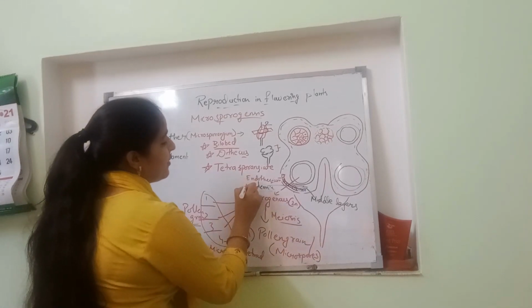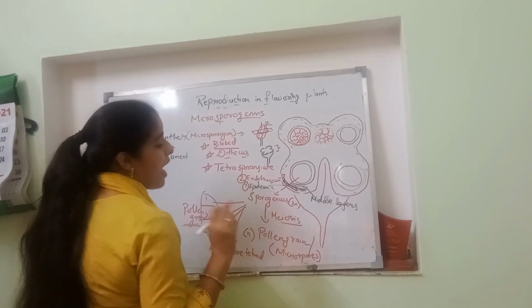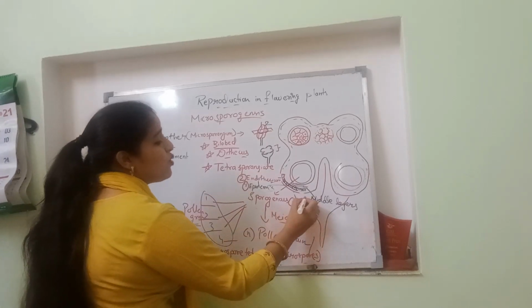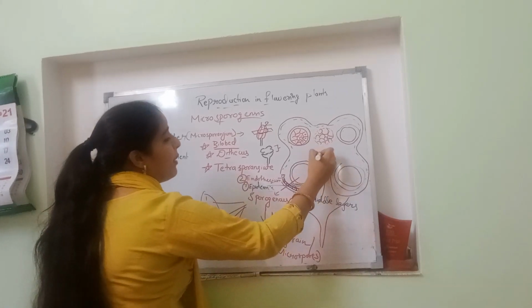So number one layer of anther is epidermis. Number two is endothecium that helps in dehiscence since it has fibers. Number three is two middle layers. And number four is the tapetum.